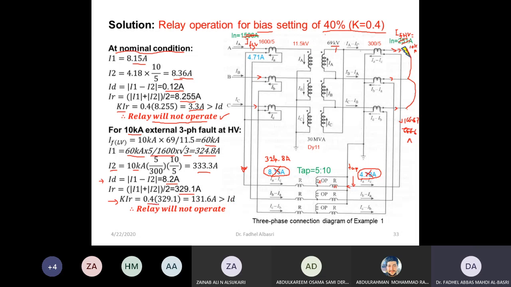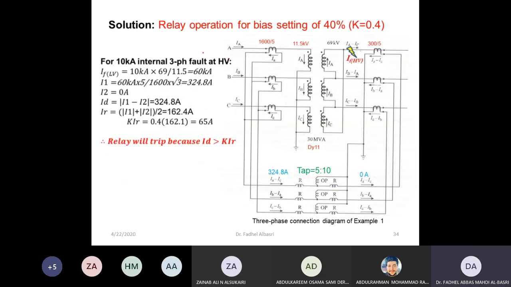Now, 40% of IR is 131, but ID is 8.4, and the restraint current is high. So ID is not greater than K times IR, so it will not operate. So this is also the correct action because the fault is outside.